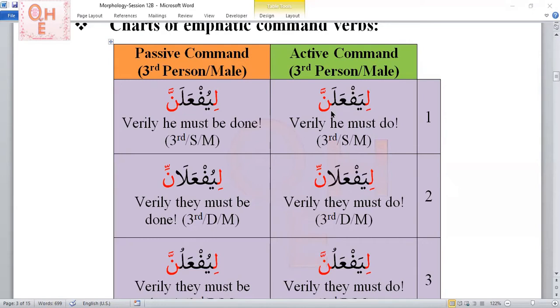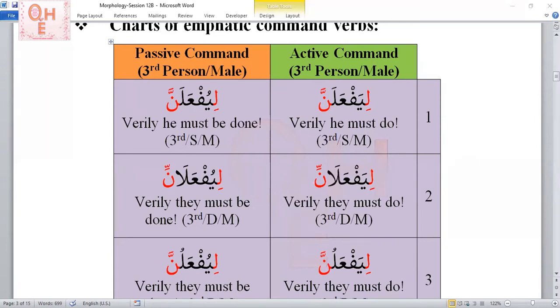لِيَفْعَلَنَّ. You can see that this is a little different from the standard emphatic verb. The standard emphatic verb has lam fatha at the beginning, right? But because it's a command, instead of lam fatha, lam kasra comes at the beginning, because we know lam kasra is the lam of command. لِيَفْعَلَنَّ, verily he must do. And the doer is a third person singular male.